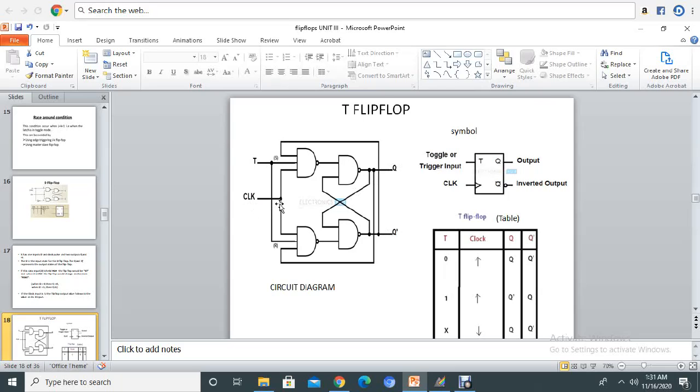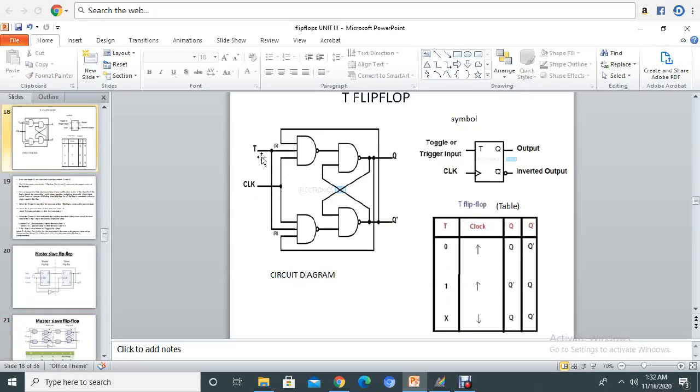Now you are applying a clock pulse. T is a single input, so it can be either 0 or 1. Now I am applying 0. 0 means J is equal to 0, K is equal to 0. In JK flip-flop, if J is equal to 0, K is equal to 0, then there is no change in the output, the previous value of Q.